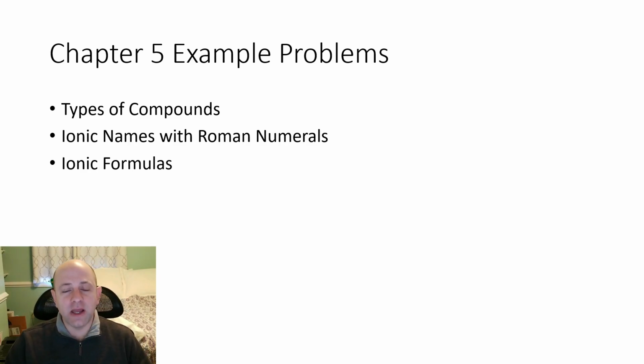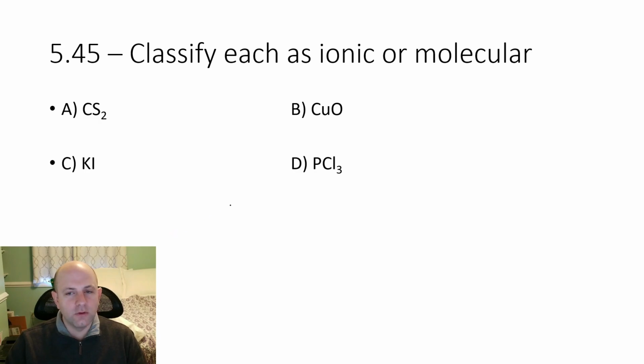First, looking at how we identify the type of compound. That's very important so we know what rules for naming or formula writing to use. We'll then look at some of the ones that usually cause more trouble for students. We'll look at ionic names where we have to include a Roman numeral for a charge. And then we'll also look at writing some ionic formulas where we just want to make sure that things are getting crisscrossed for the charges correctly. All right, so let's go ahead and look at those.